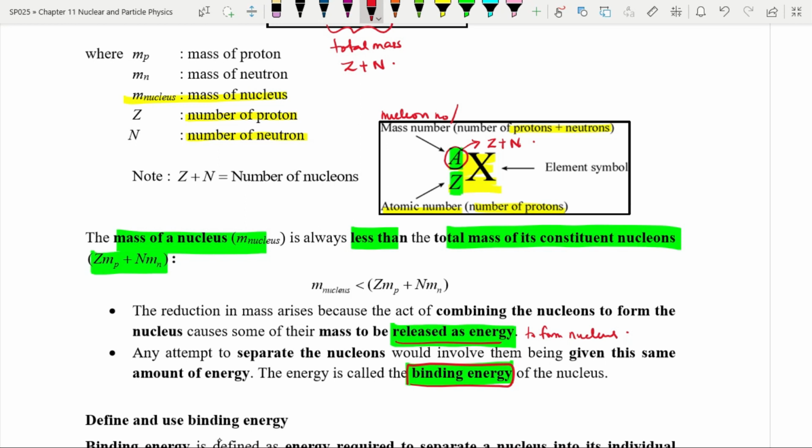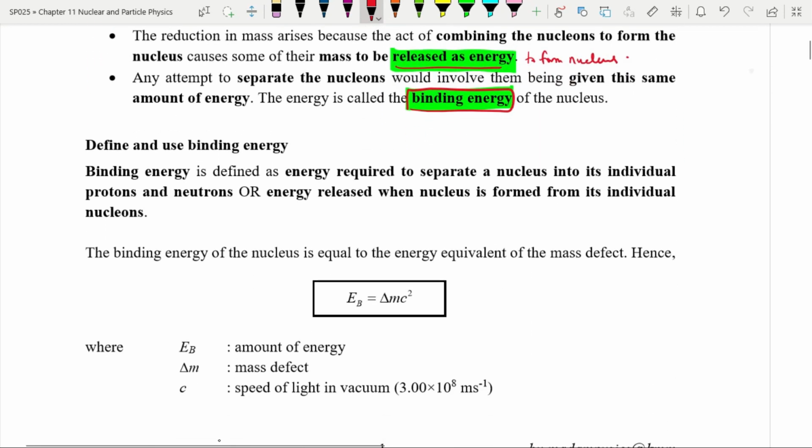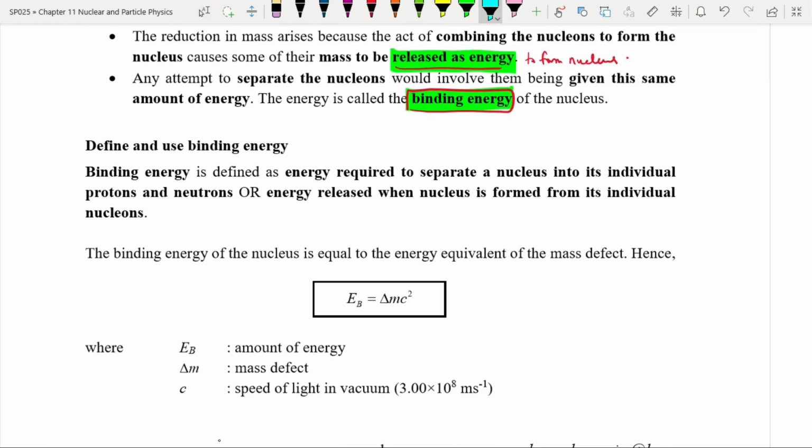Okay, so let us define binding energy pula. Binding energy is defined as energy required to separate the nucleus into proton and neutron. Ataupun, we can simply say that the same amount of energy need to release when nucleus is formed from proton and neutron. Macam saya kata, to separate the bond, we have to absorb energy, we require energy, but to form the bond, we need to release some energy. But this energy is called binding energy and they are the same amount.